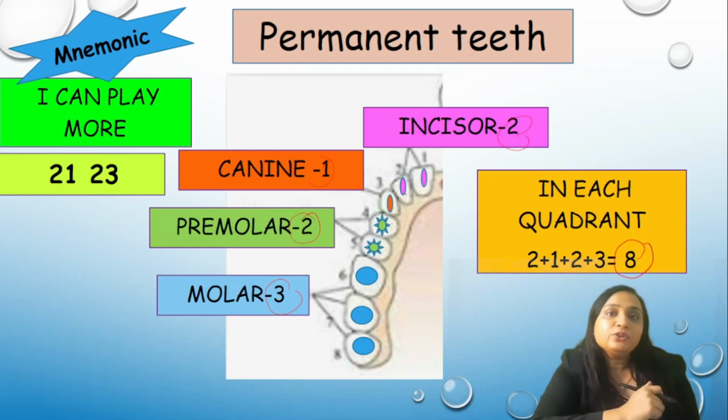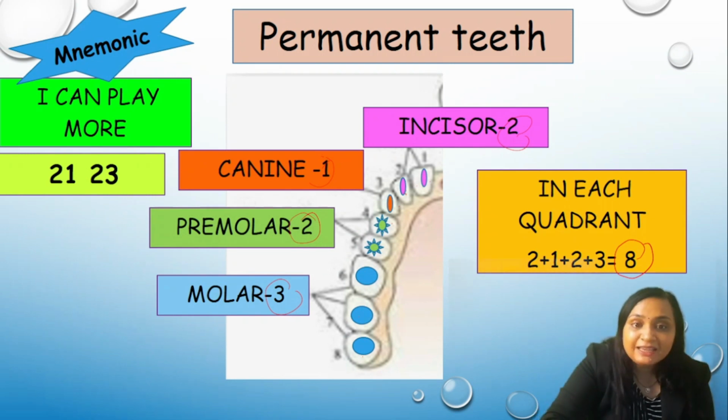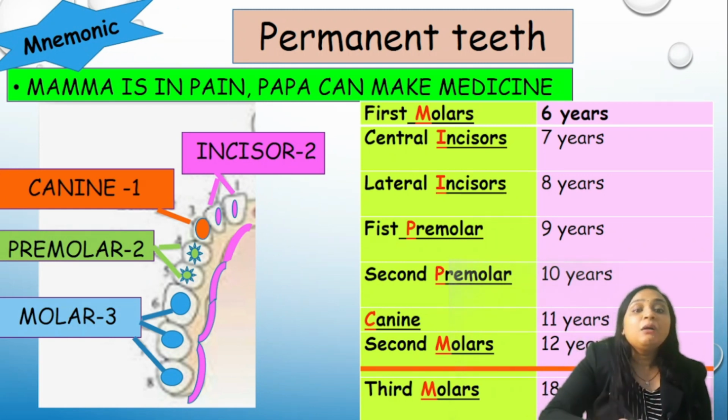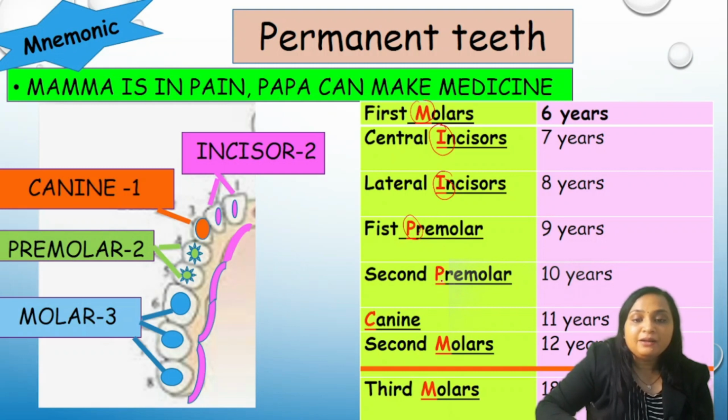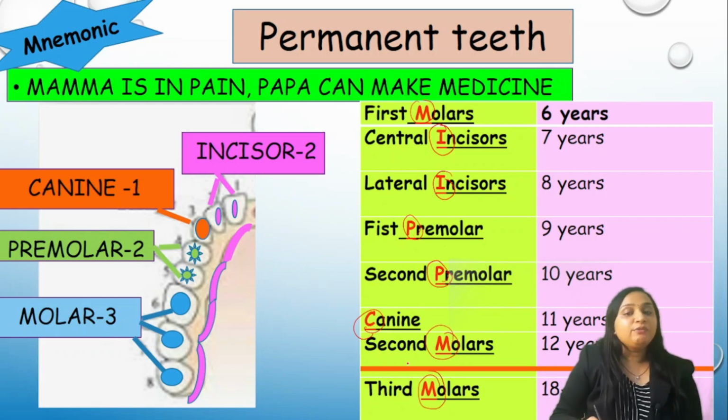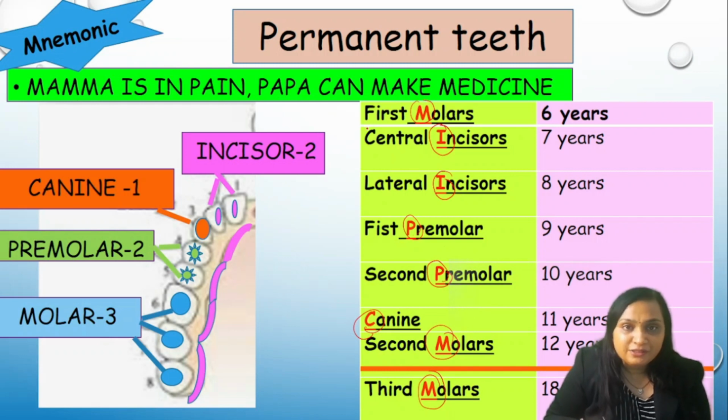Now, how are we going to remember the order of eruption? It is very easy. We are going to remember it with one simple sentence: Mama is in pain, Papa can make medicine. So how is it going to start? First molar. M stands for Mama. First molar, central incisor, lateral incisor. Mama is in pain. Again, P stands for premolar. Papa, second premolar. Canine. Can make, second molar, and here third molar. Obviously the first will come first. So first molar, central incisor, then lateral incisor, then first premolar, then second premolar, then canine, then second molar and third molar. Just remember the sentence: Mama is in pain, Papa can make medicine.